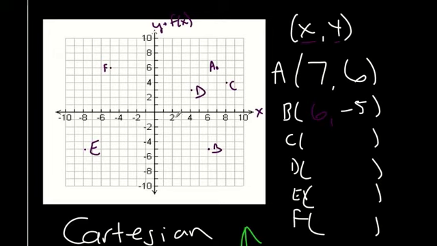C, let's see right here. We're going to have to go over 8. So that's going to be the X coordinate, and we're going to have to go up 4, so it was 8, 4. Let's see here, D, 4, 3, 4, 3. All right, that worked. E, let's see here, -8, -5, -8, -5, and F is going to be -5 and then 6.